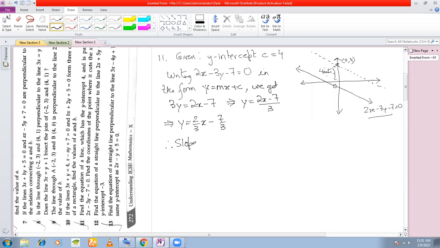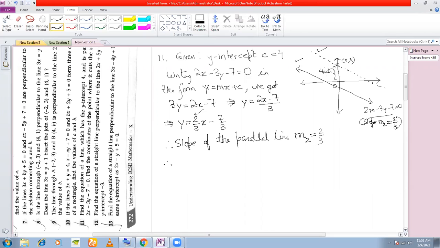Slope of the line, slope of the parallel line, that is, let's call it m2 is equal to, what is the slope here? Slope of this line we have got, m2 is equal to the coefficient of x here, right? 2 by 3. So the slope of this line is 2 by 3. Now because this line here and this line here are parallel to each other, their slopes must be equal.